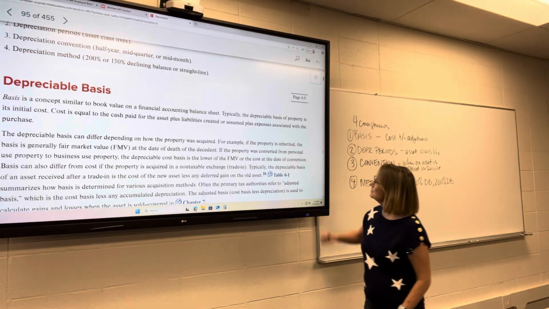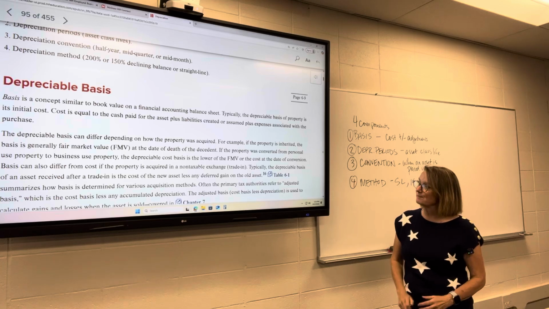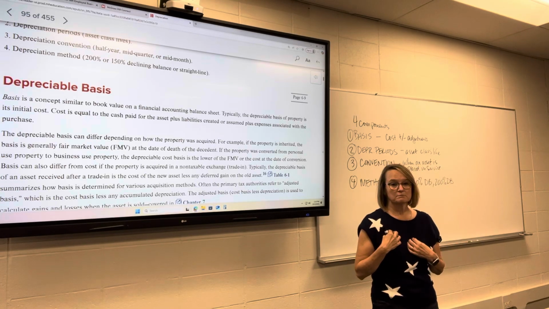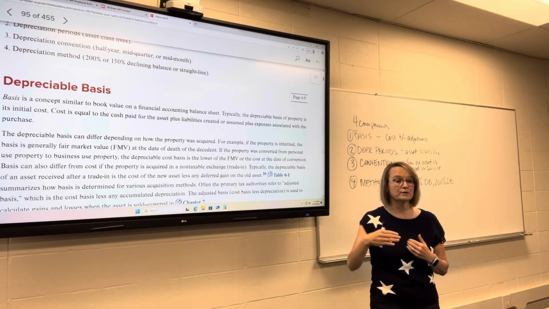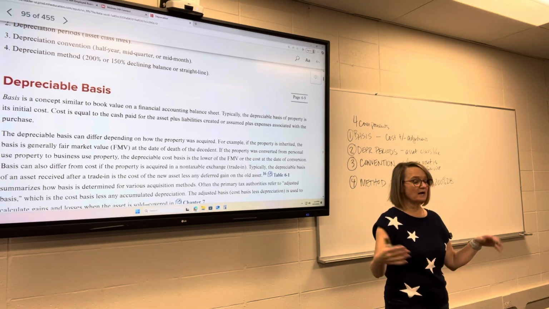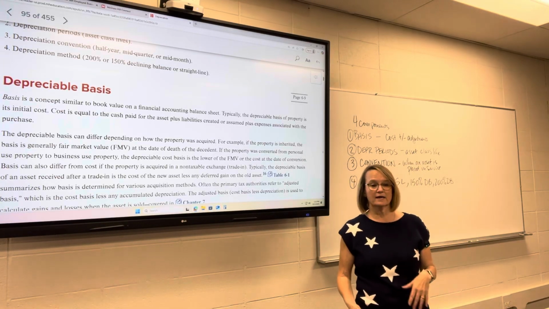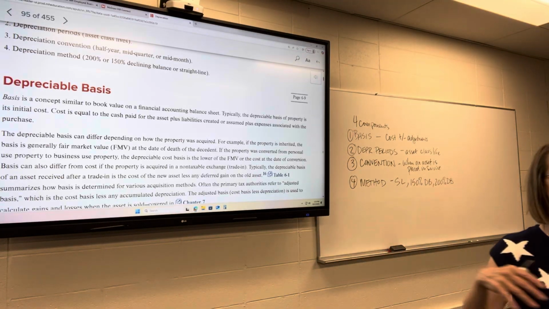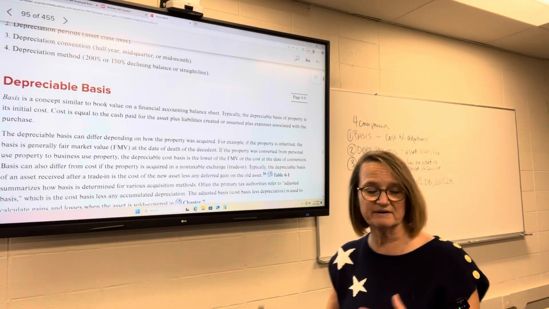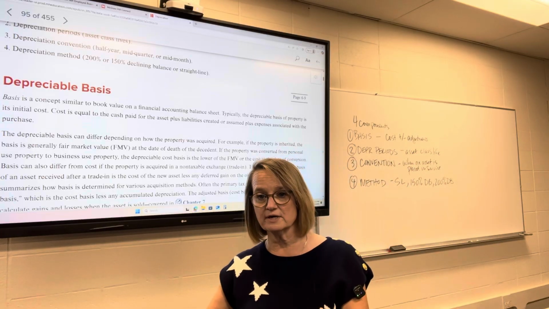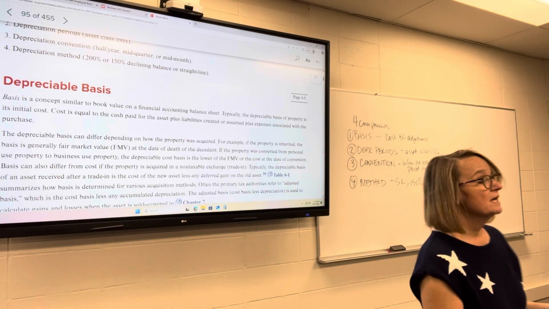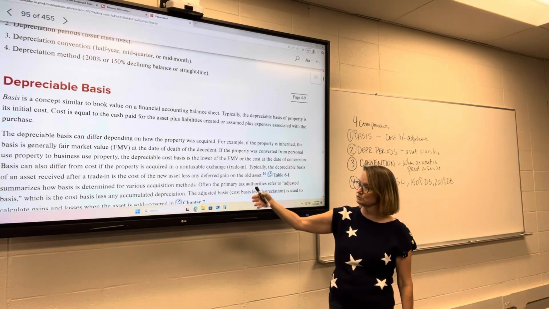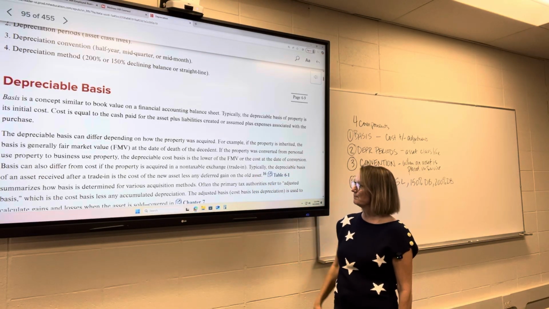If the property was converted from personal use property to business use property, so that's where I take my personal car and I put it into my business. So let's say I've got a van, and I'm going to get myself a new van, but I'm not going to get rid of this old van. I'm going to now use it in my business. Maybe I have a bakery or something. I'm just going to transfer it into my business. So in that case, what I've done is I have converted it from personal use property to business use property.